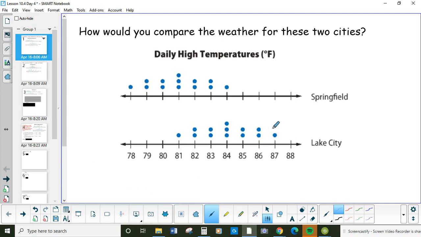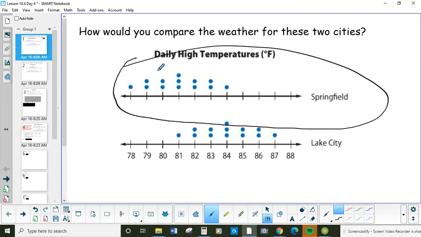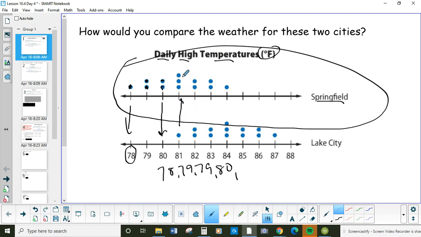So what this double dot plot right here means is for Springfield, the lowest daily high temperature in Fahrenheit for this time period was right here, and this is 78 degrees. Then the next two were 79 degrees. This other dot is another 79. And this dot right here is, yep, you probably guessed it, an 80 degrees. And how many times was it 80 degrees? 2 times. How many times was it 81 degrees? 1, 2, 3. So you get the idea there.